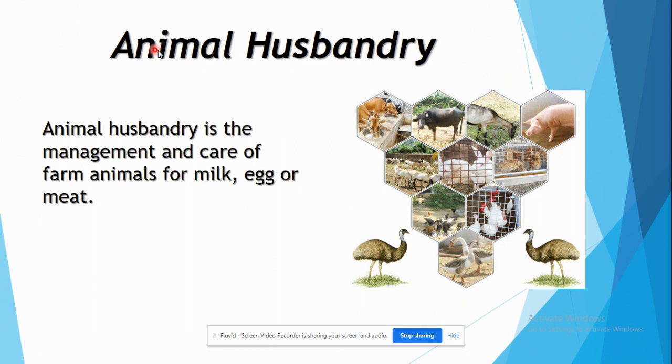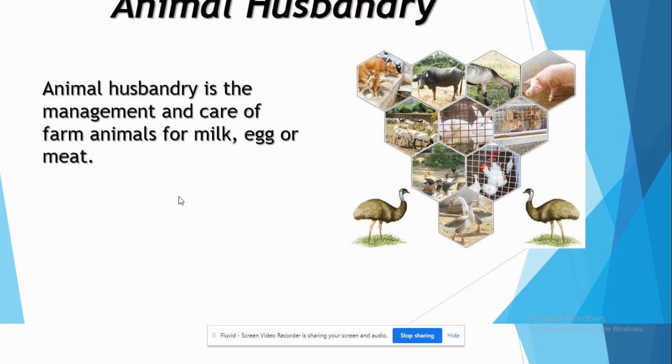Now comes the last topic, animal husbandry. Animal husbandry is the management and care of farm animals for milk, eggs or meat. So these animals give us something, which is milk, eggs, meat or anything which we can use.